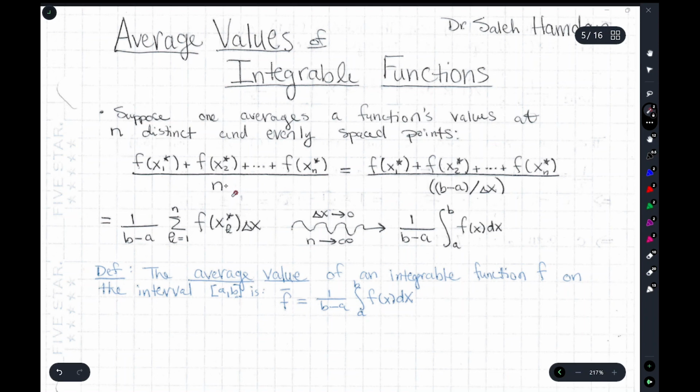And we could write delta x as b minus a over n when we break up a subinterval. And so you'll get this over here, and this is what you get if you have a function that's defined discretely, at a discrete number of points, basically.